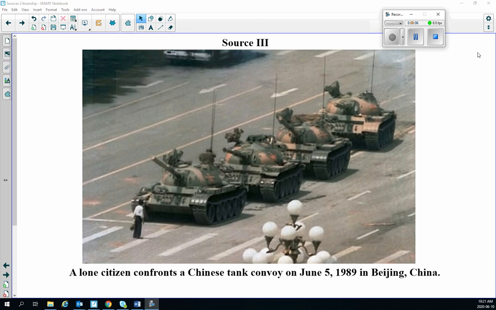Source number three of the week. We're looking at citizenship in action. Last source you'll ever do in Social Studies 30-1 or high school for that matter. Last source we'll ever do together. I hope you like the sources. I hope you got something out of them.